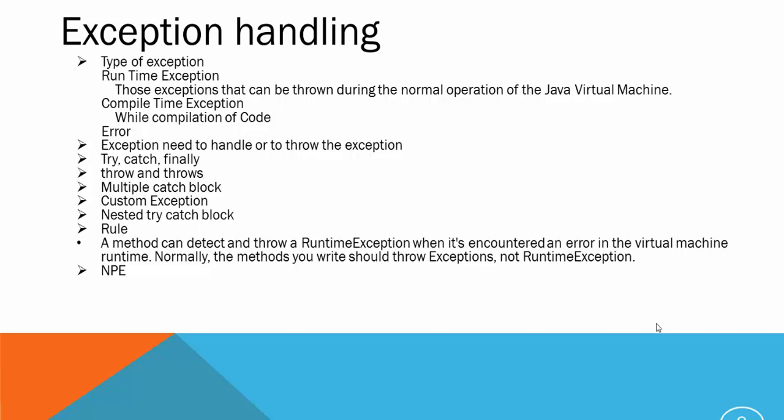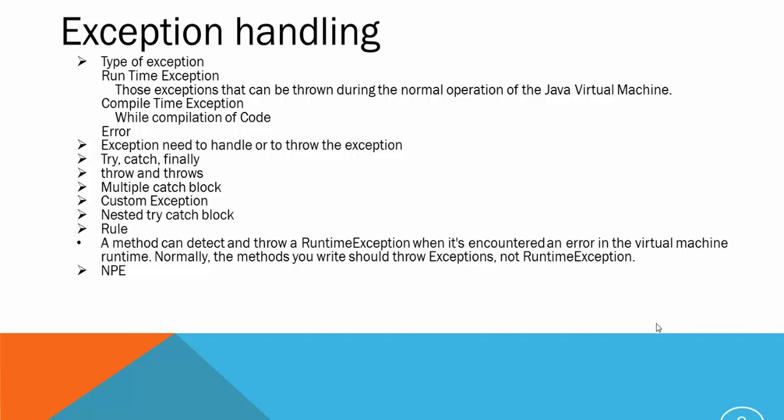What is the rule while doing exception handling? A method can detect and throw a runtime exception when it encounters an error in the virtual machine at the time of running the program, at runtime. Normally the method you write should throw the exception, not a runtime exception. So runtime exception is generally not caught. We generally catch the checked exception.